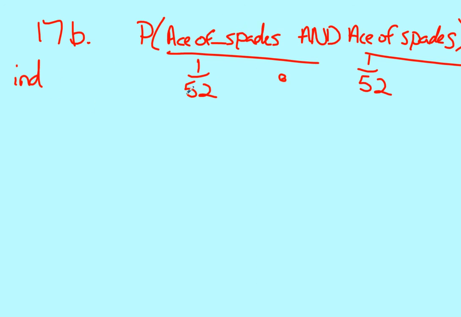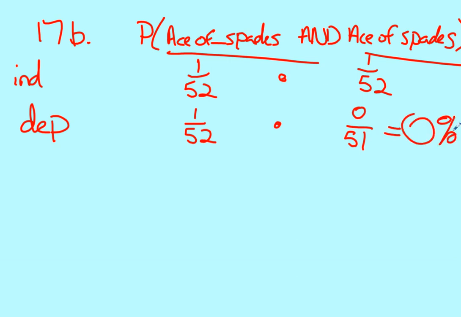So this cannot be an independent event. This has to be a dependent event, which means that in this case, the chance of getting the ace of spades the first time is 1 out of 52. That's correct. But the chance of it coming up the second time is 0 out of 51, which means the probability of this event happening is exactly 0%.